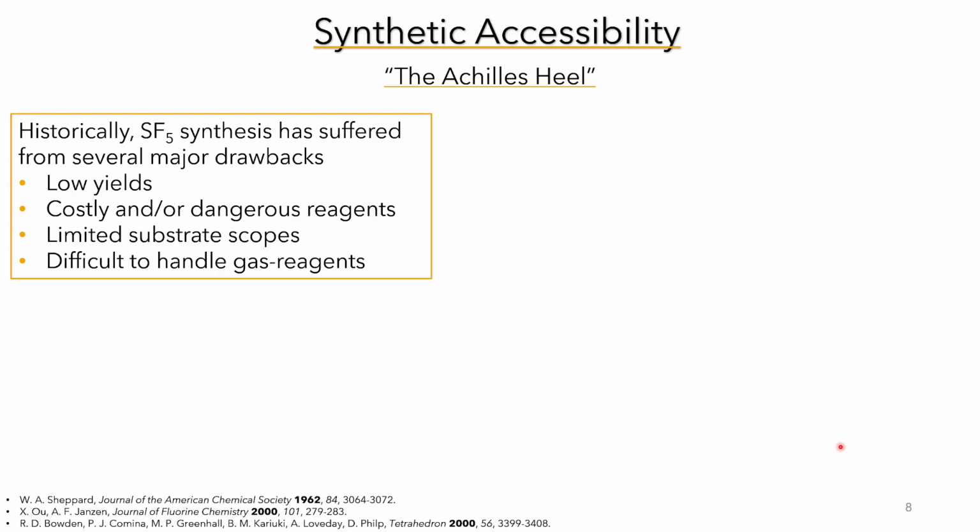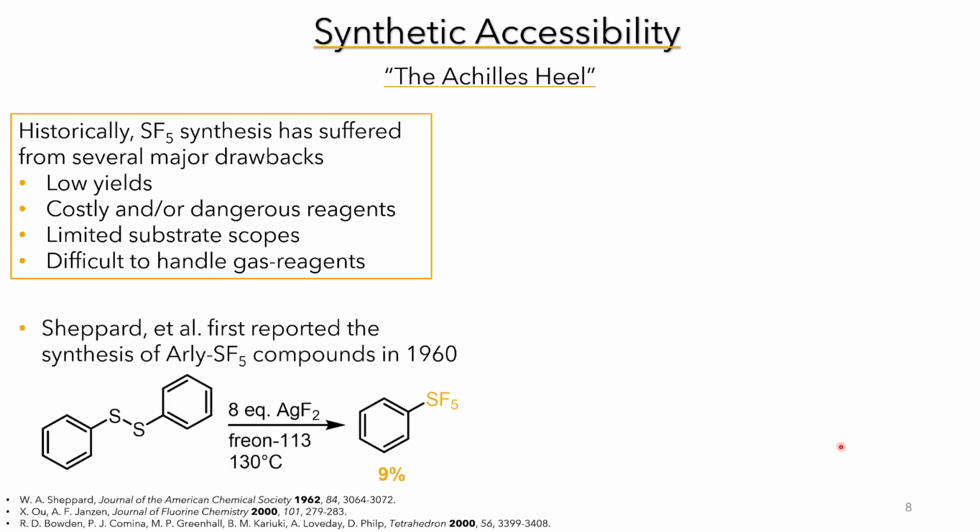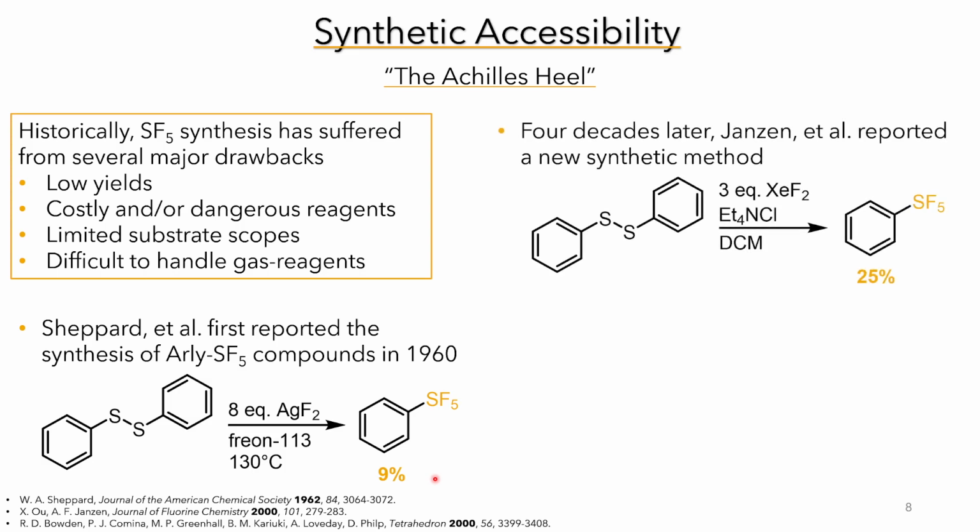The initial report that described the synthesis of aryl SF5s was in the 1960s by the Sheppard group. They used diaryl disulfides with 8 equivalents of a very expensive silver fluoride with freon at 130 degrees Celsius to obtain this aryl SF5. 9% yield, very poor yields. Now, no major publications were made since this 1960 report for almost 4 decades. And it wasn't until 2000 that the Zen group reported a new synthetic method.